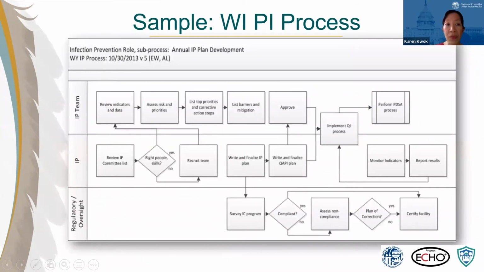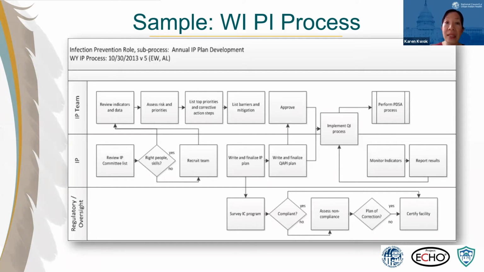We wanted to provide an example here from Wyoming of performance improvement. What does the process look like? Who are the team members that are involved? What are the regulations, the oversight that will be needed throughout this process in which you are implementing your infection control project? There are many details here and interval steps outlined in this process.